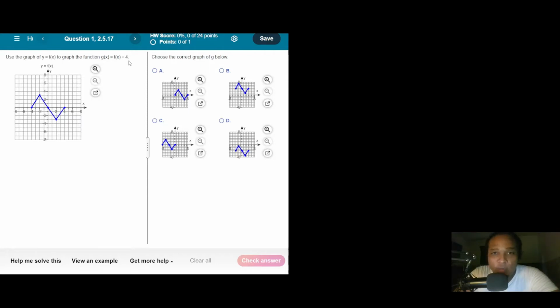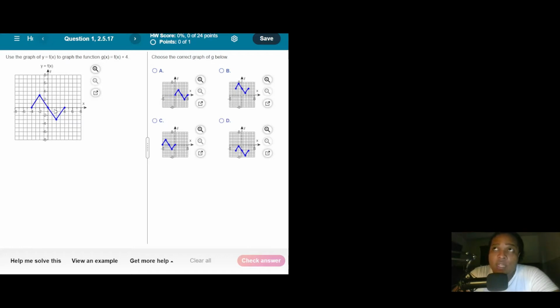Okay, so take a look at what we have here. It says use the graph, and we're going to go over everything as we go. Use the graph y equals f of x to graph the function g of x is equal to f of x plus 4. Basically, this original graph, I know it looks weird, like a rotated z. This is your f of x.